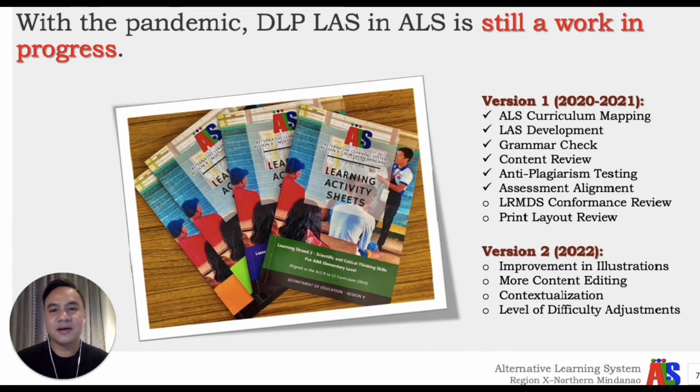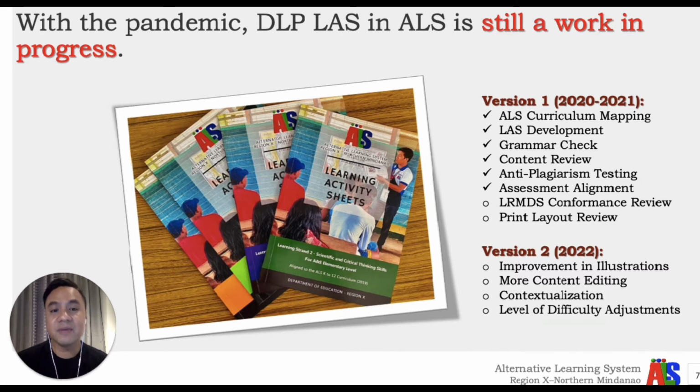But with this pandemic, to be honest, our activity sheets are still a work in progress. This pandemic really restricted us in our coordination, in our movement, and even in our communications. With these restrictions and with the alternative work arrangement of our teachers and of our content experts, we are really delayed in our deliverables. But nonetheless, starting in 2020 up to 2021, we were able to accomplish the curriculum mapping of the ALS curriculum, the development of the LAS, grammar checking, content review, anti-plagiarism testing, and assessment alignment, such that we were able to produce this dummy copy, which is already softbound.